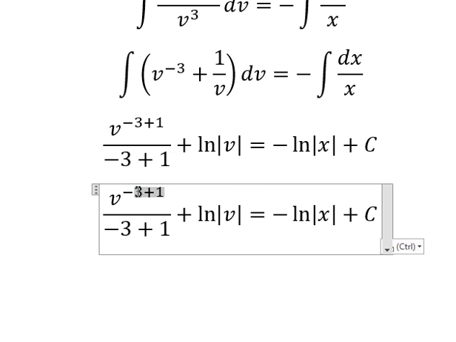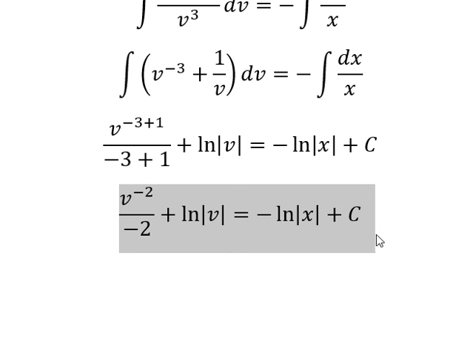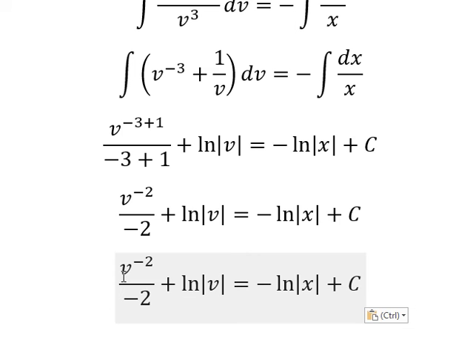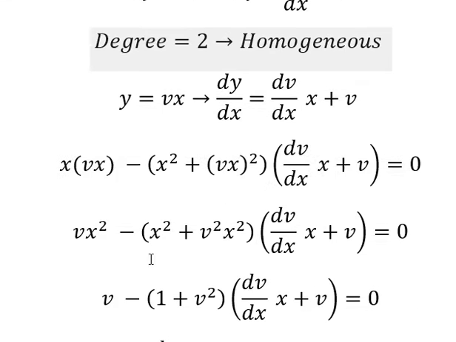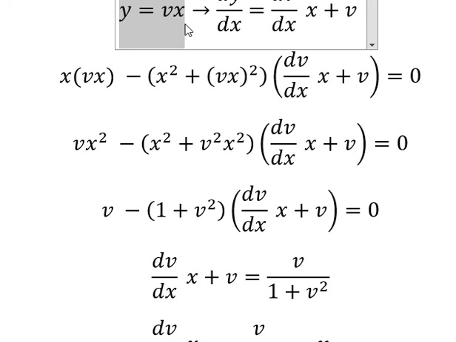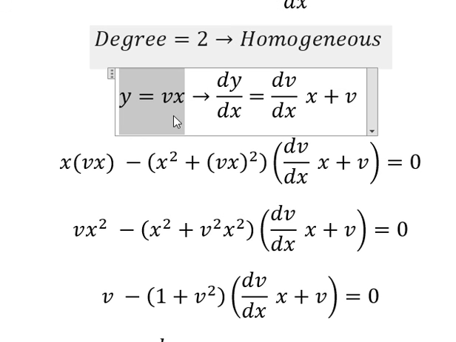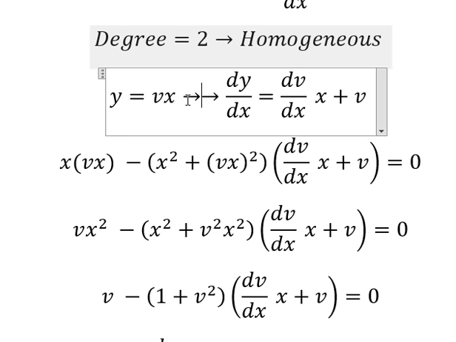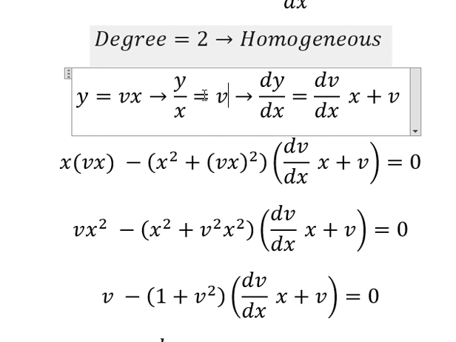This one we have negative number 2, negative number 2. About v, that is about this one. So we need to divide both sides by x. So we need to change v into this one.